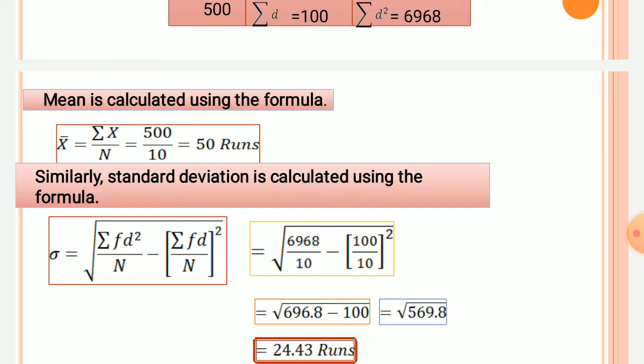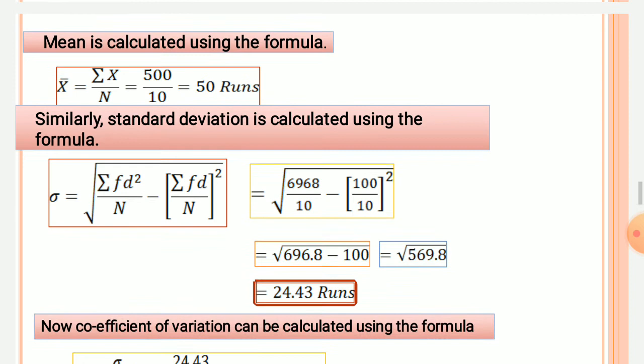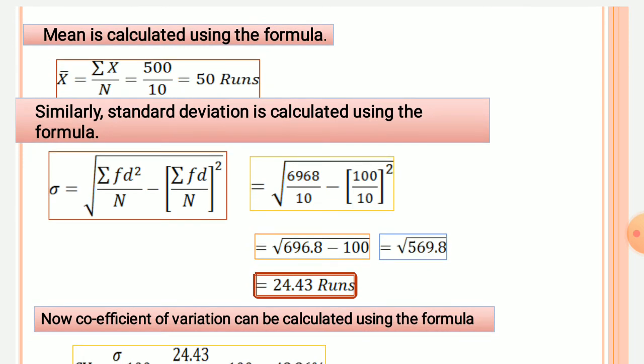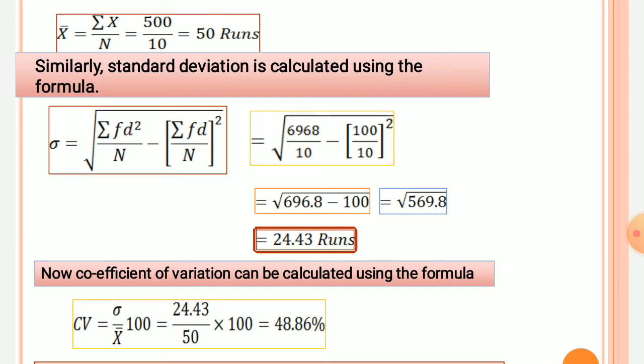So sigma is equal to root of sigma d square by n minus sigma d by n whole square. Substituting the values into the formula, root of sigma d square 6968 by 10 minus sigma d 100 by 10 whole square. So root of 696.8 minus 100 is equal to root of 596.8. When we remove the square root, we get 24.43 runs.